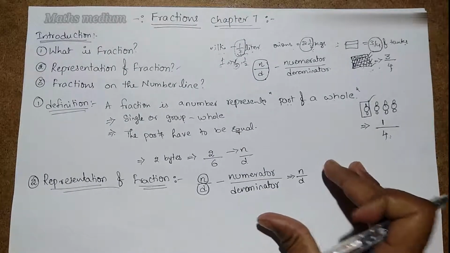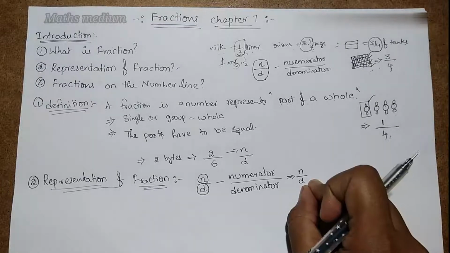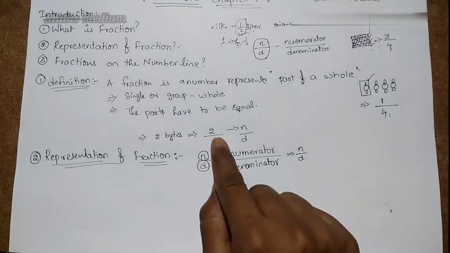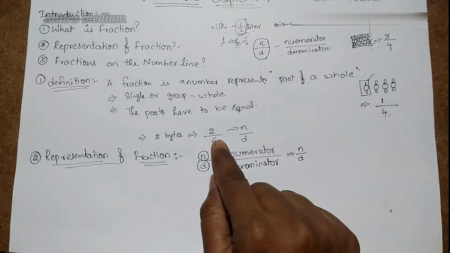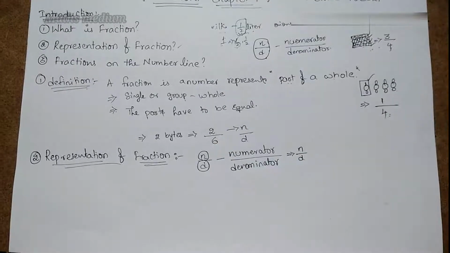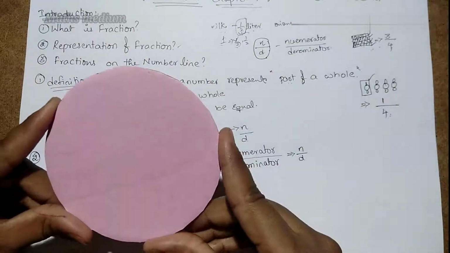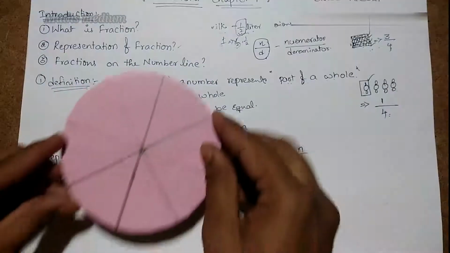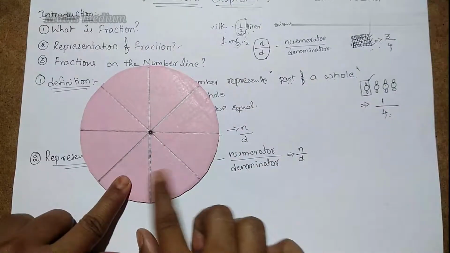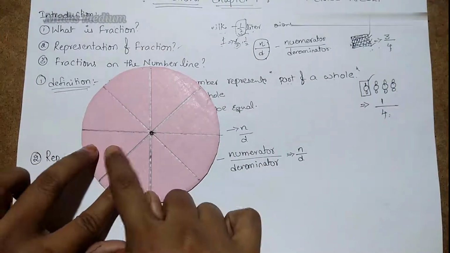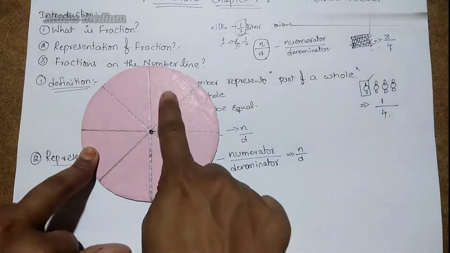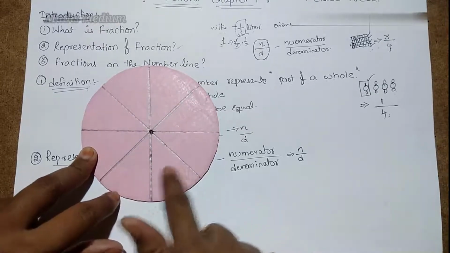Throughout this chapter, I am going with this short trick, that is n by d. In the previous video, I explained with a small activity. Here also, I am going to explain with a small cardboard. Take a circle and divide it into as many equal parts as possible. I divide this into 8 parts. See here: 1, 2, 3, 4, 5, 6, 7, 8. It is in equal parts.